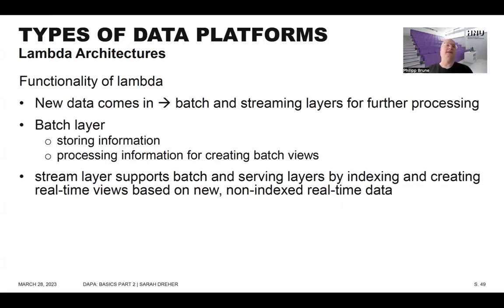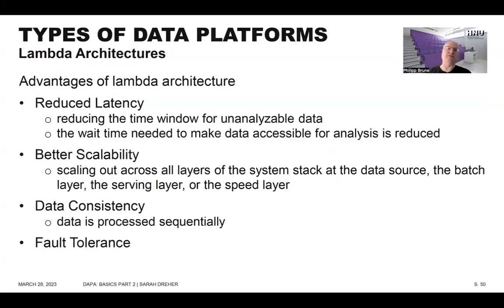So the functionality is like that. The new data comes in, and we have then the batch and the streaming layers for processing it. The batch layer is there just to store the information and process it to create views of batch data, whereas the streaming layer supports this by creating real-time views based on new and non-indexed real-time data. So it's a combination of the two.